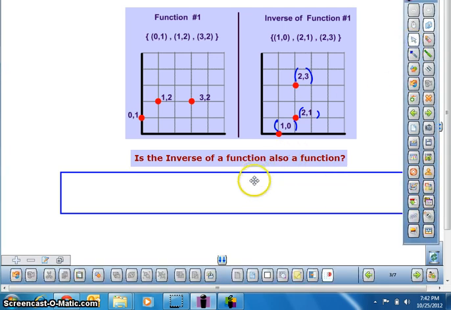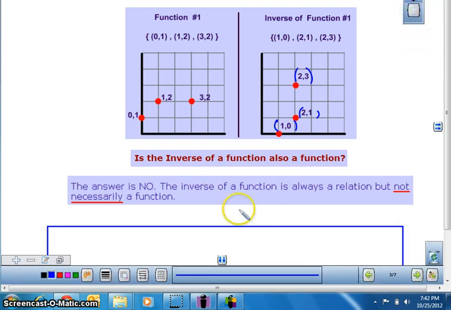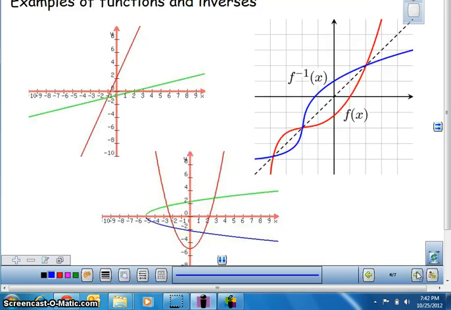And the key thing to think about with this is that when we are looking at if it's a function or not, the key thing to keep in mind is for each input is there one output. So this one would not be a function.